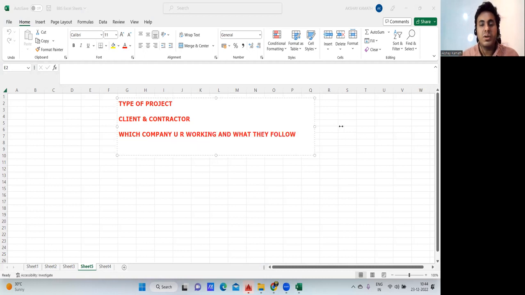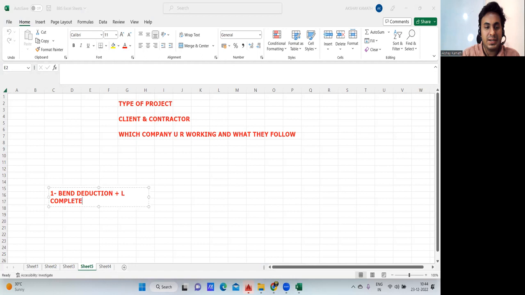Now I'll give you the cases one by one. Let us say you're working in one company, company number one, and what they follow is the bend deduction. They say we have to consider the bend deduction plus whatever L you're taking, you have to take it completely. Got it? So first you have to consider the bend deduction, and the L, whatever you're taking, you take it completely. This is what that particular company follows.